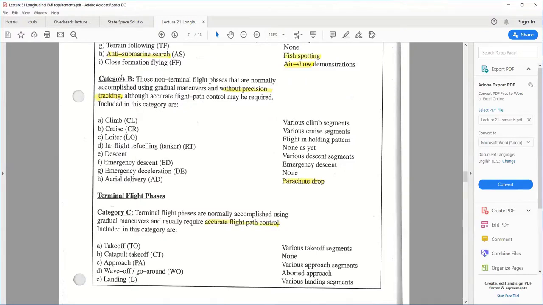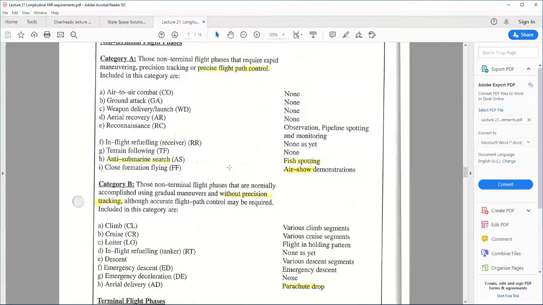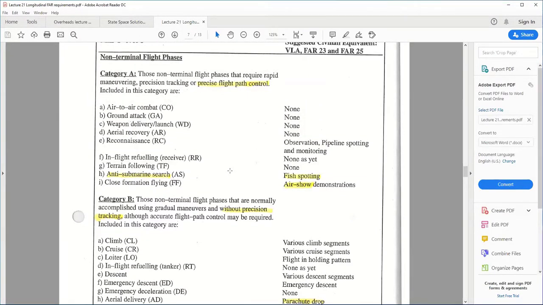Category B is non-terminal flight phases that are usually not real precise, like climb, cruise, loiter, descent, parachute drop, various things like that. So you're up there and it's not a high workload environment. And category A is precise flight path control.